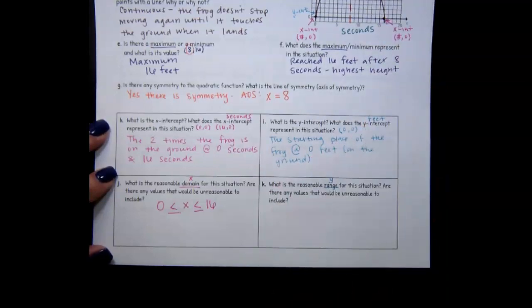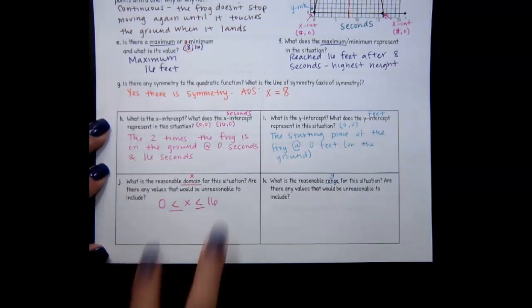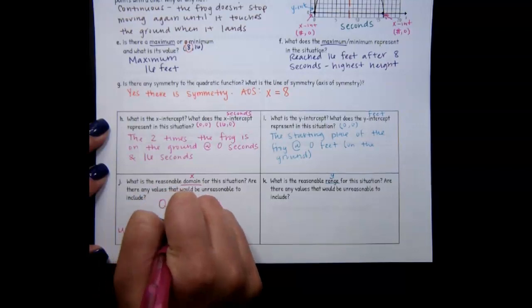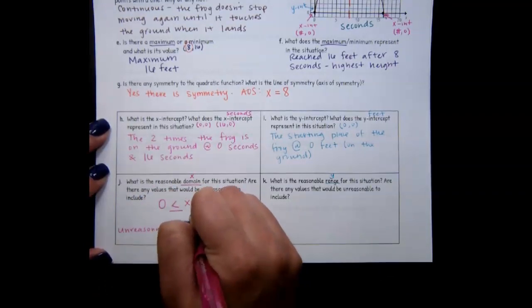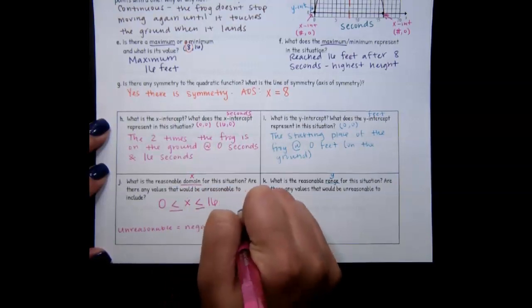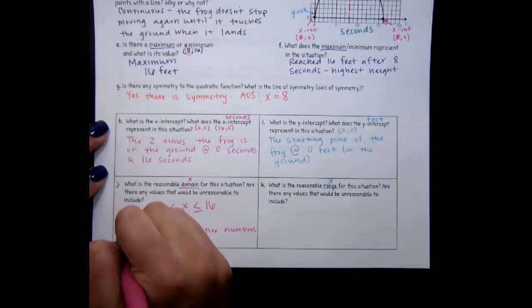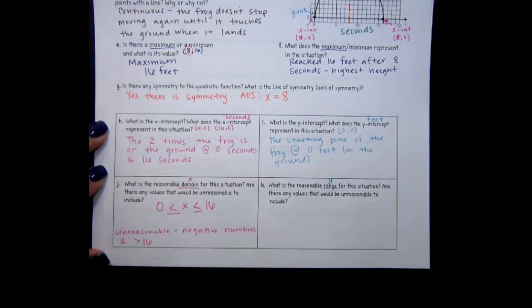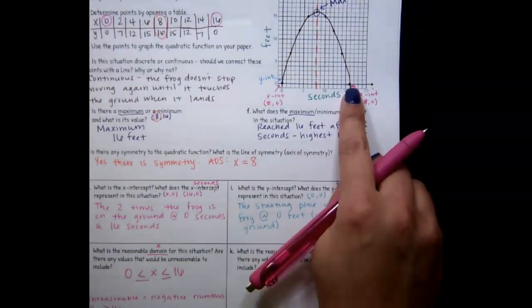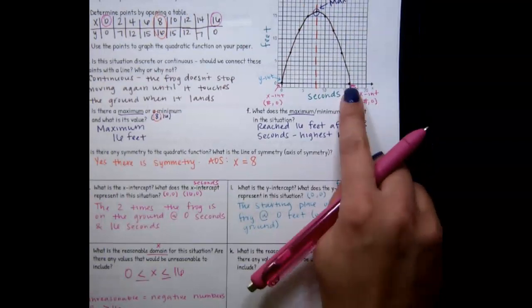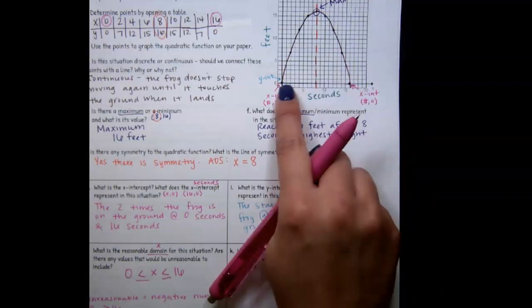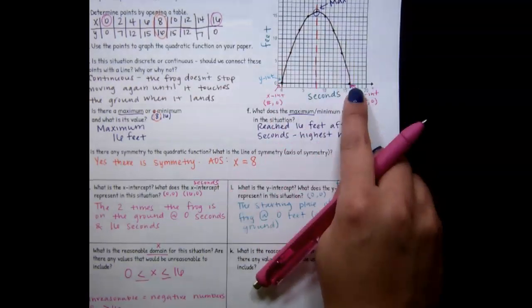Now, unreasonable means doesn't make sense. Are there any values that don't make sense to include in this domain and range? And there are. Unreasonable values would be any negative numbers, because we can't have negative seconds. We can't have negative time. And anything that is greater than 16, because after 16 seconds the frog is on the ground. It doesn't keep going down below the ground. It just stops. So our time spans from 0 seconds to 16 seconds. After 16 seconds the jump is over, so it doesn't really matter.